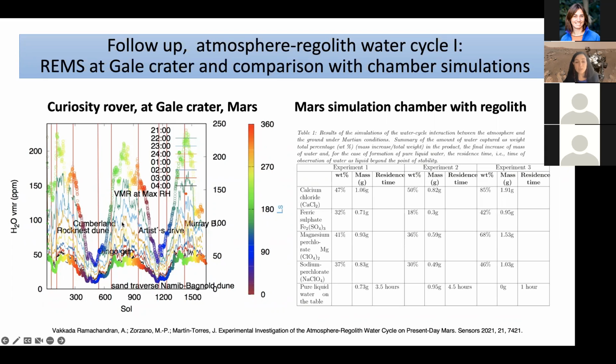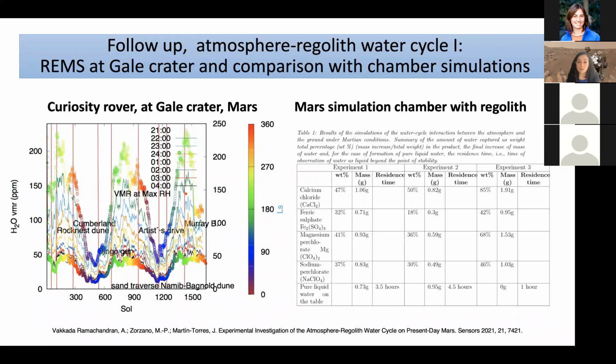And why is this happening? Because the soil is working as a sink, absorbing water from the atmosphere. And I'm not including here what happens afterwards. When the temperature increases with sunrise, this water is released to the atmosphere. So this is an example where actual measurements from the surface can be used in combination with experiments in chamber to interpret what is happening on Mars.